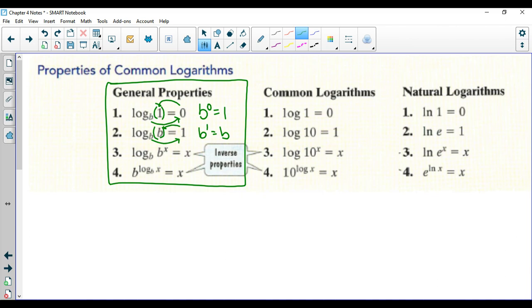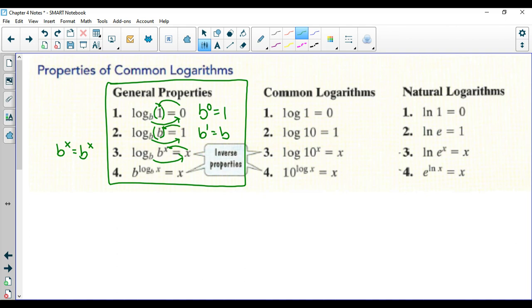And then we call 3 and 4 inverse properties because they really undo each other. So kind of like we just said, if I ever have the base of this log the same as the base of an exponent, it's going to cancel. You're left with just the exponent. That's because b to the x equals b to the x. Okay? So those bases cancel and you're left with just what the exponent was. Similarly with here, the base is b, the log base b is b also. They cancel, you're left with just x.